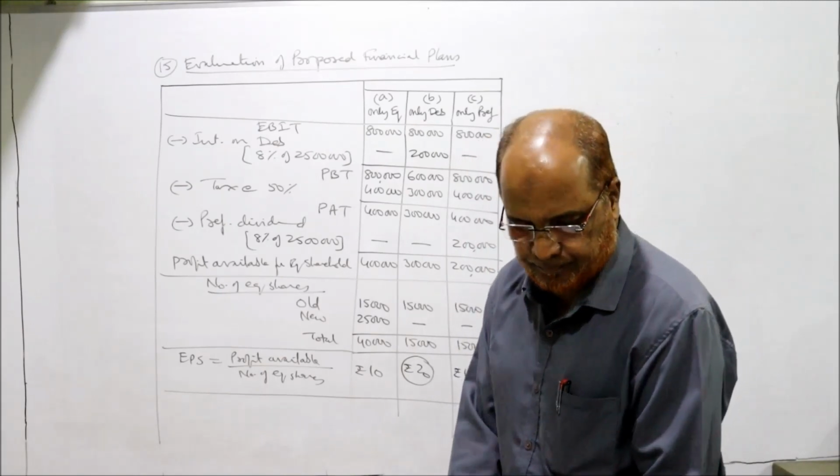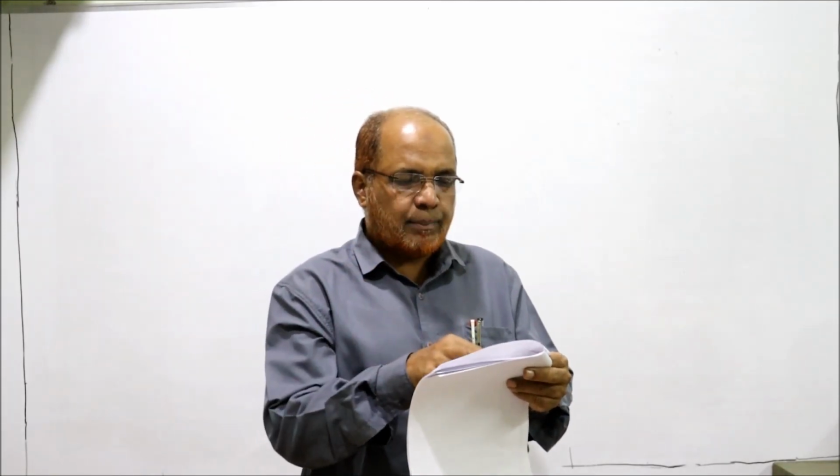16th problem. Problem 16. Determine the level of EBIT at which indifference point between the following financing alternatives occurs. This problem we have to find out the indifference point. Two plans are given. The first: equity capital of 15 lakh and rupees 10 lakh debt at 8% per annum. So in the first plan we have equity 15 lakh and debt 10 lakh.